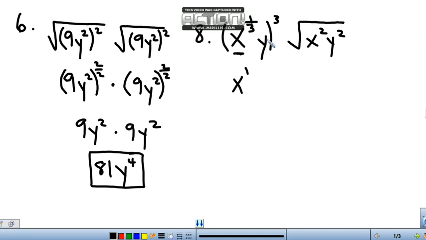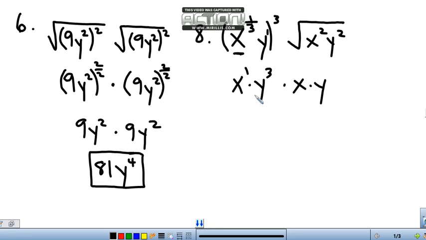Okay, this y isn't showing its exponent, but it does have a 1 here. So y to the 1st power to the 3rd power, you multiply. 1 times 3 is 3. So that will be y to the 3rd power. Okay, so here what I'm going to do is take the square root of each one. I can separate them like we did over here in this problem, the square root of x squared times the square root of y squared. But what I'm going to do is skip that step and just take the square root of x squared, which is x. So let's put times between these. So that's the square root of x squared is x. The square root of y squared is y.